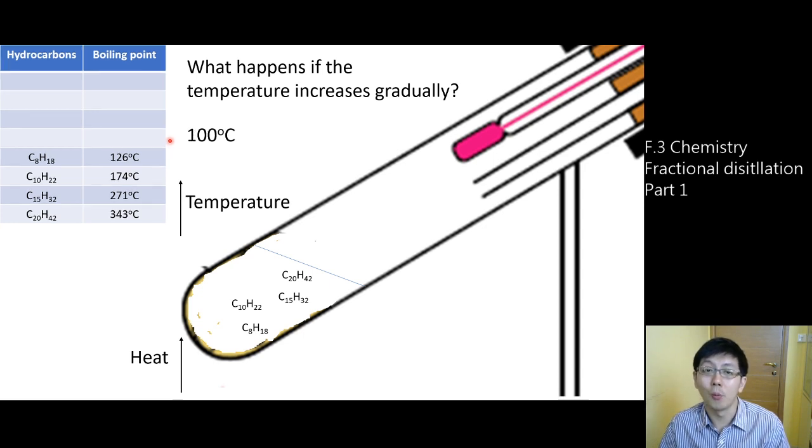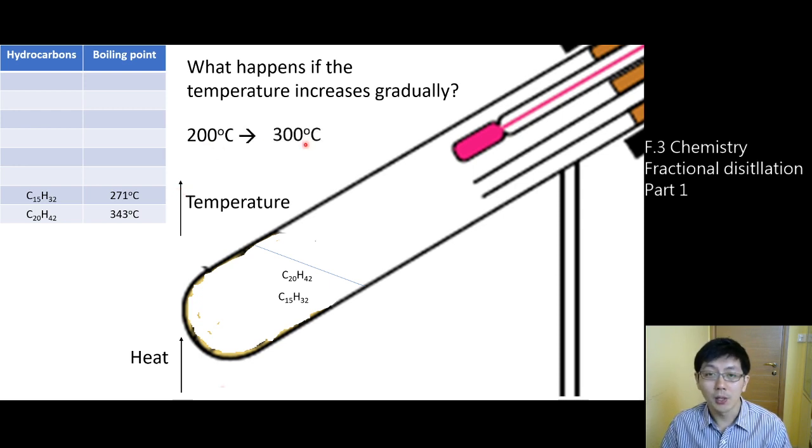We continue the heating from 100 degrees Celsius to 200 degrees Celsius. It will reach 126 degrees Celsius first, and then 174 degrees Celsius. In this range of temperature, these two, including C10H32, will leave the mixture. They also got eliminated, and so on. The next one, if we increase the temperature from 200 to 300, this one, C15H32, boils and is eliminated, and so on, and so on.